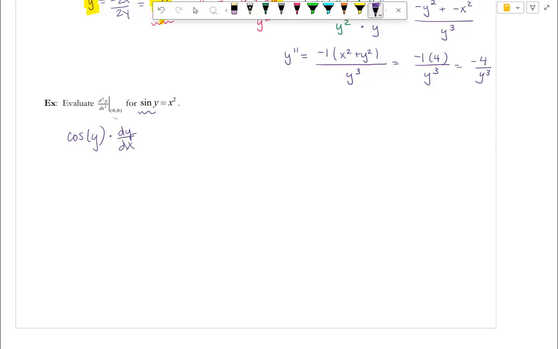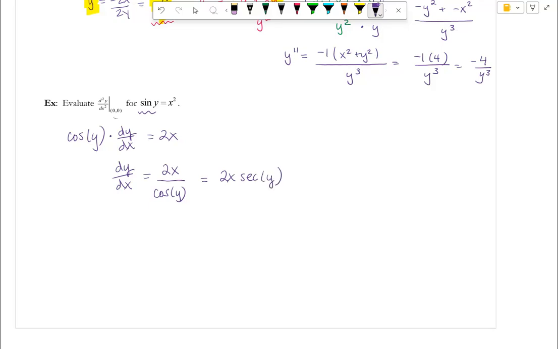So again, when we use implicit differentiation, it's really just the chain rule: cosine of the junk times the derivative of the junk. On the right-hand side, the derivative of x squared with respect to x is just 2x. To isolate y prime, I divide both sides by the cosine of y. So my first derivative, dy dx or y prime, is 2x divided by the cosine of y, which is the same as 2x times the secant of y.